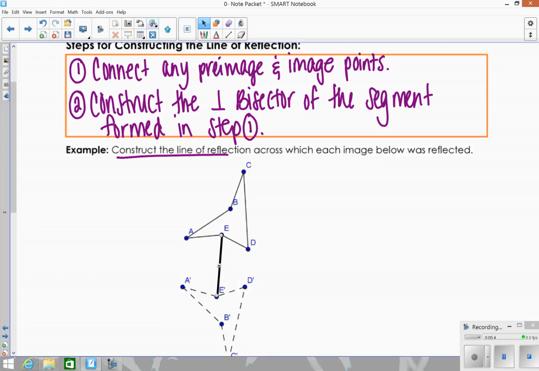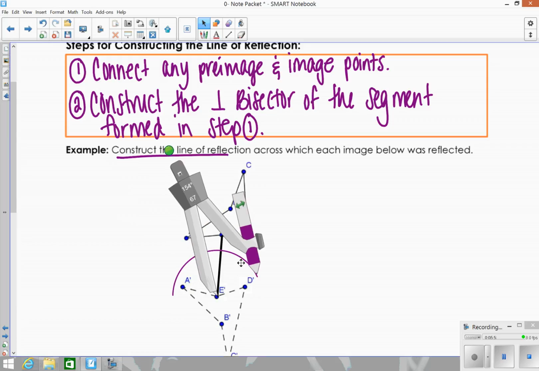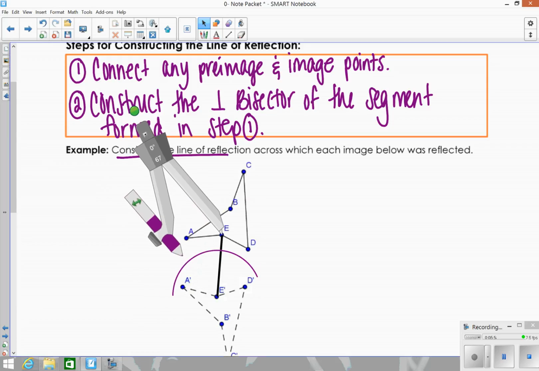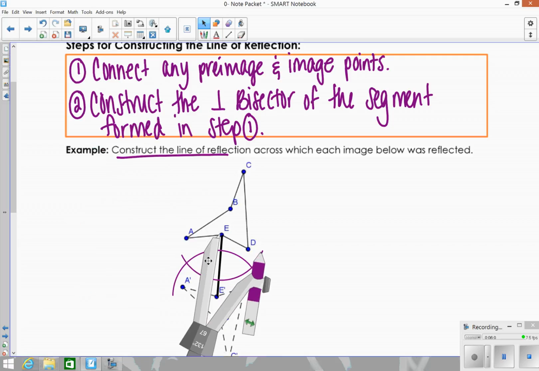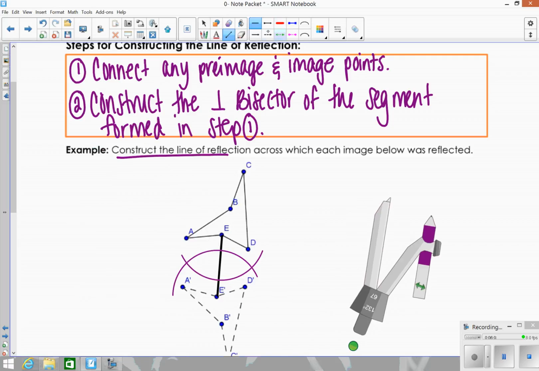Now I'm going to do the construction of the perpendicular bisector of this segment. Remember, you start at one endpoint, go more than halfway, and draw your arcs. Then we go to the other point and draw your arcs. If I connect these, I'll do it as this green dotted line so it stands out. This green dotted line is going to be the line of reflection. It does not matter what you choose for your pre-image and image points, because you get the same line regardless.